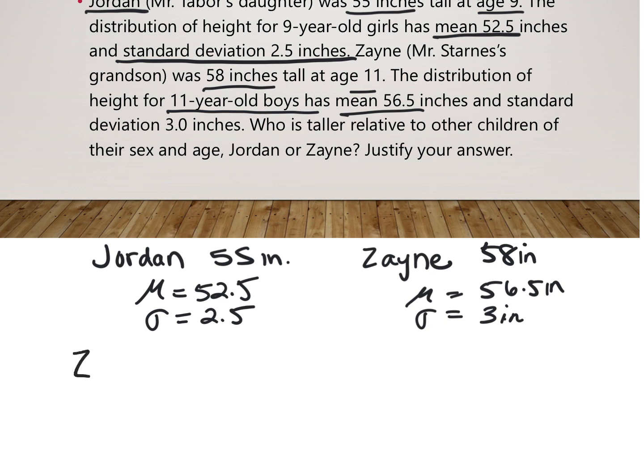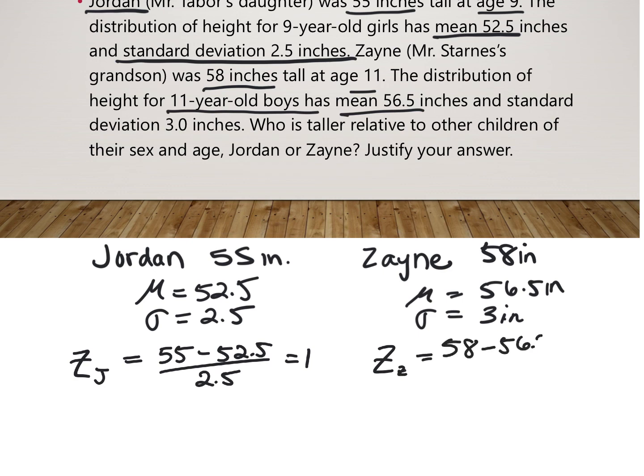Okay, so let's look at Jordan's calculation. Sometimes if I'm writing more than one z-score, I might put a little subscript to remind me which one I'm talking about. So the z-score for Jordan, the subscript J, is 55, her height first, minus the mean, 52.5 over 2.5, and I get 1, right? 2.5 divided by 2.5. And the z-score for Zane is 58 minus 56.5 over 3, which is 1.5 over 3, which is 0.5.